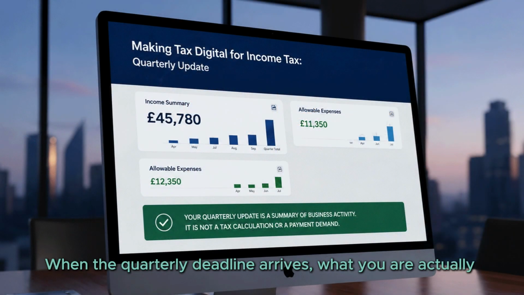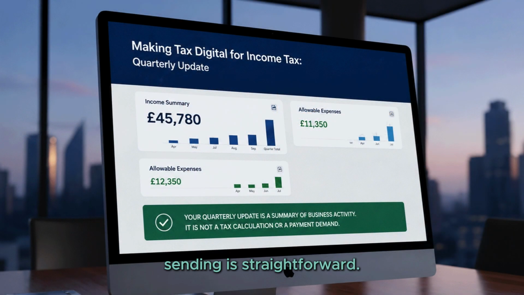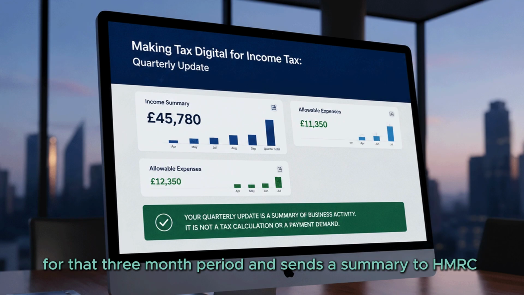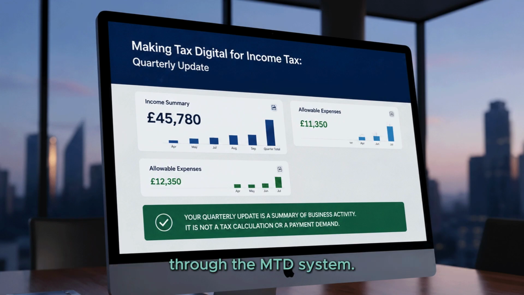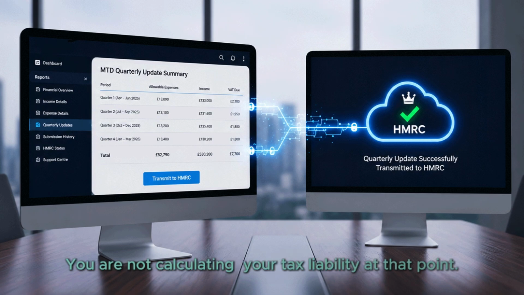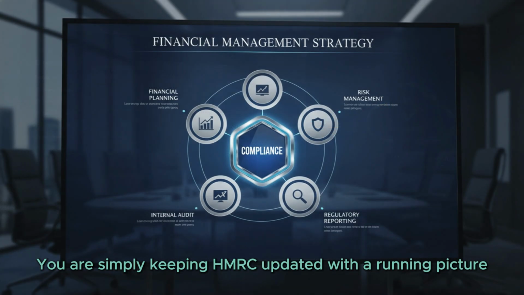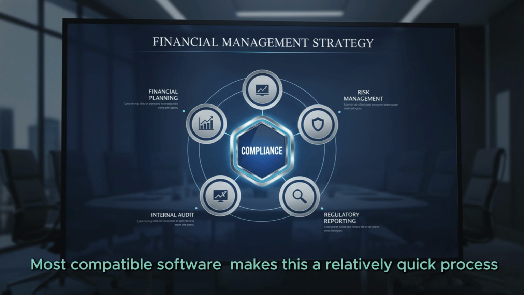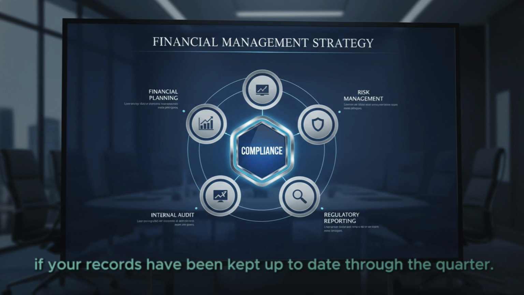When the quarterly deadline arrives, what you are actually sending is straightforward. Your software pulls together your income and allowable expenses for that 3-month period and sends a summary to HMRC through the MTD system. You are not filing a detailed tax return. You are not calculating your tax liability at that point. You are simply keeping HMRC updated with a running picture of your figures as the year progresses. Most compatible software makes this a relatively quick process if your records have been kept up to date through the quarter.